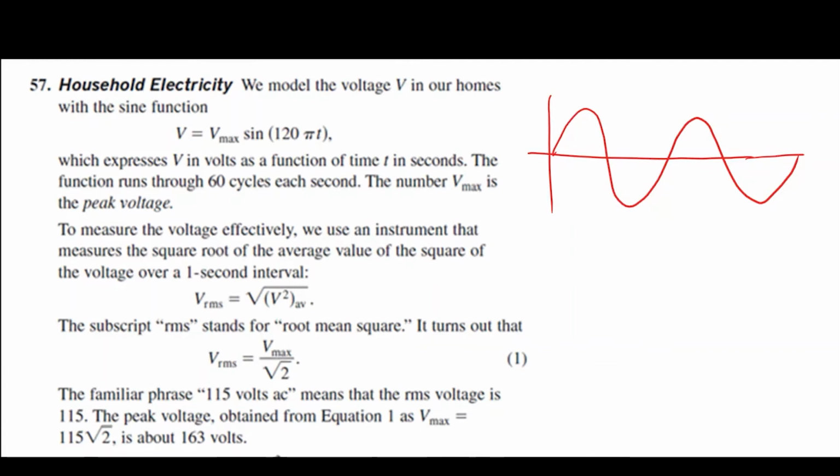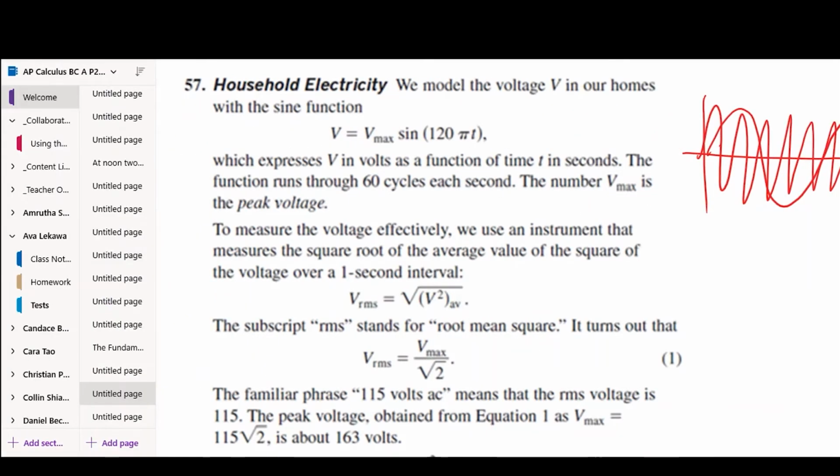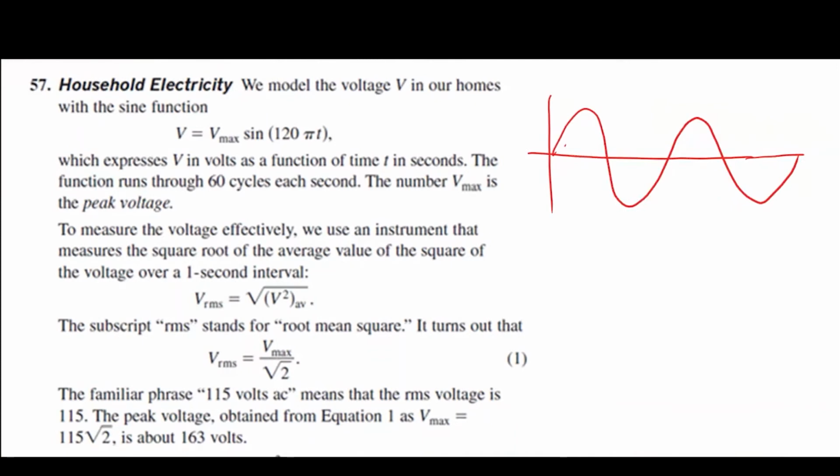How frequently it changes is called the frequency. What's the frequency of your outlet? They say 60 hertz, meaning 60 cycles in 1 second. Whoa, so this is really this kind of function. But let's go back. What am I doing? Let's go back, undo.